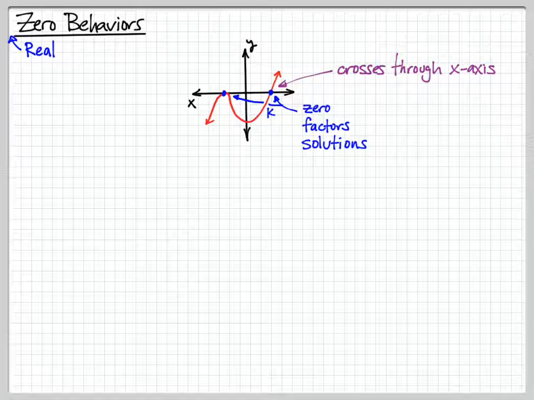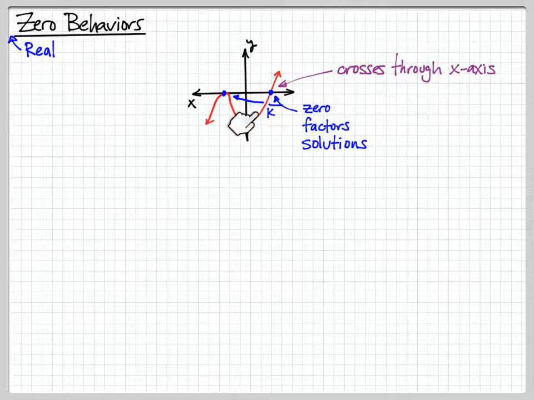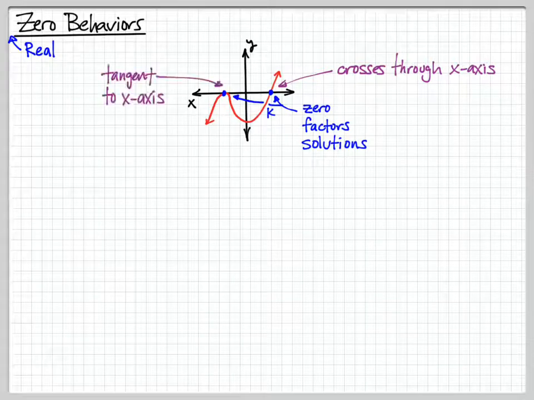When it crosses through the x-axis right here, that's one type of behavior. Another type of behavior is where instead of crossing through the x-axis, it's just tangent to it. It goes up and it touches the x-axis and then curves back down again. Or it might come from the top and touch the x-axis and then go back up again. 2 different kinds of what we call zero behaviors.